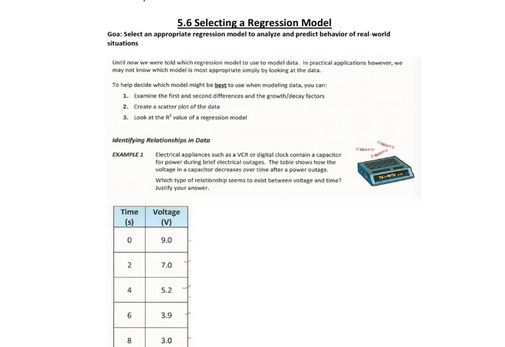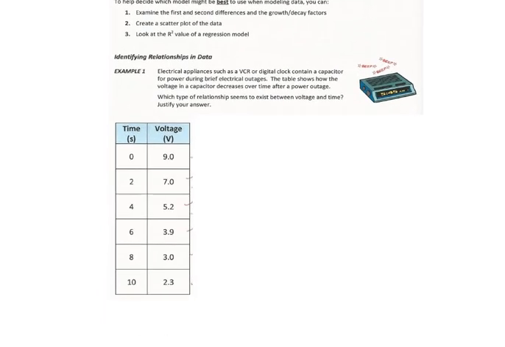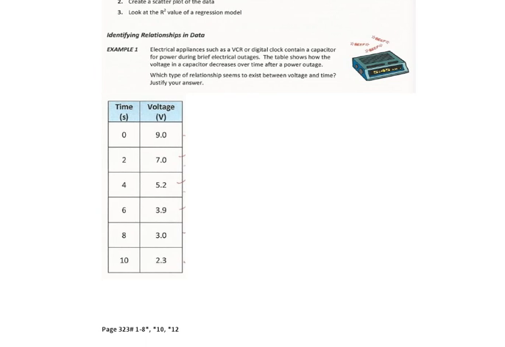Okay? So here, you don't have too many options, right? Either you do the table of values, or you graph on Excel and find your regression line. Okay? So let's look at this. I have electrical appliances, a VCR, digital clock, that contain a capacitor for power during brief electrical outages. The table shows how the voltage in a capacitor decreases over time after a power outage. Which type of relationship seems to exist between voltage and time?